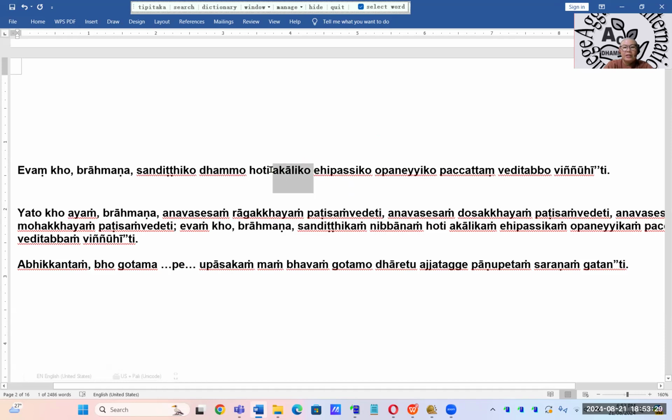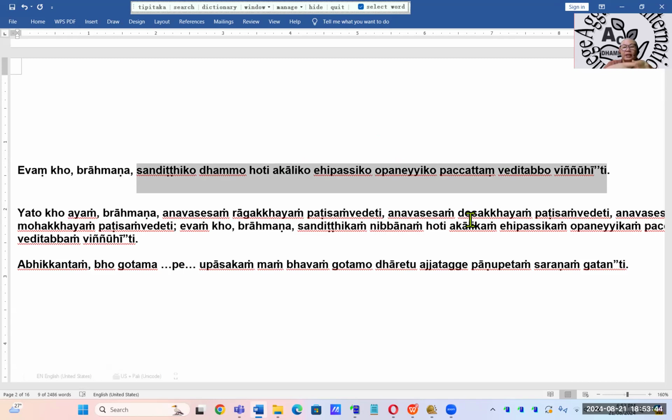Okay. Akaliko, timeless, means that there is no time gap. That's the quality of the Dhamma. And that's why this kind of sentence is repeated many times in the Tipitaka. And from this sentence we get the Dhammanussati. So every time you recite the Dhammanussati, Svakkhato, Sanditthiko, Akaliko, Ehipassiko, Opanayiko, Paccattam veditabbo vinnuhi, you are actually reciting part of a sutta like this. Okay.